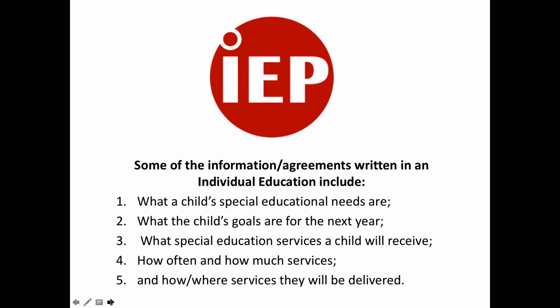It's that a child gets the services they need to have a reasonable chance of achieving their IEP goals. The IEP document should also, under number 4, specify how often and how much services a child should be receiving in this agreement, in this program, and how and when those services are going to be delivered.